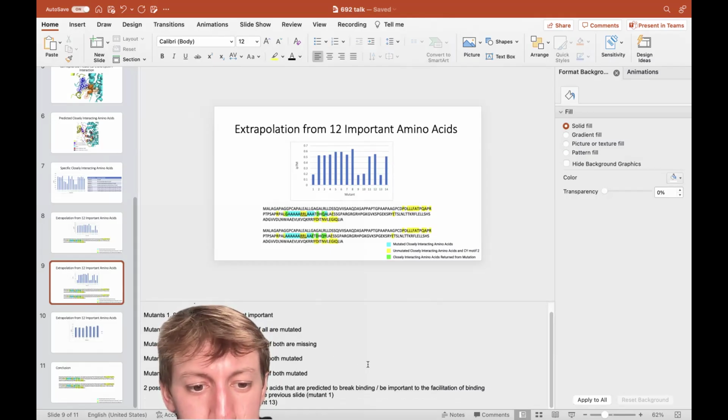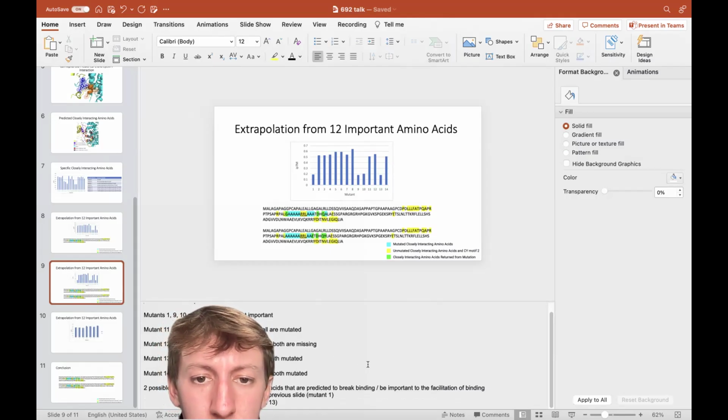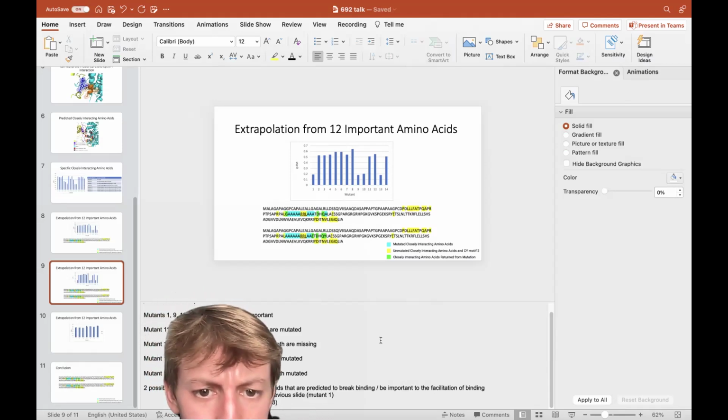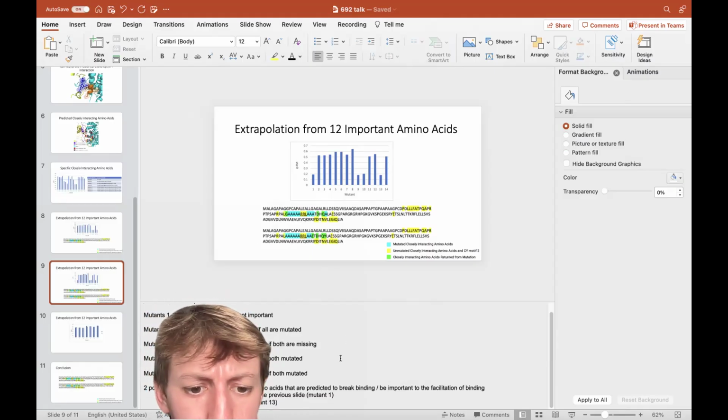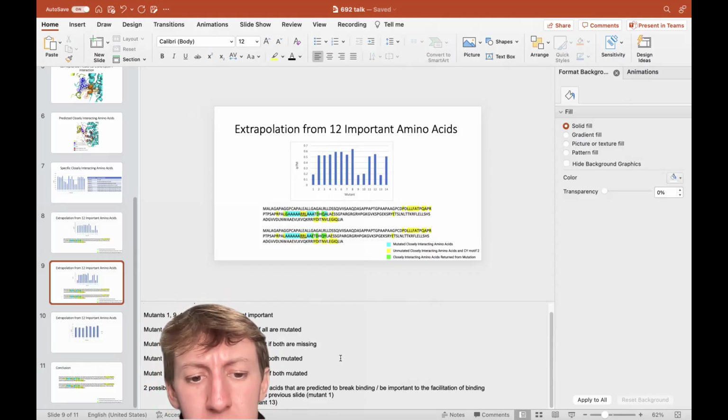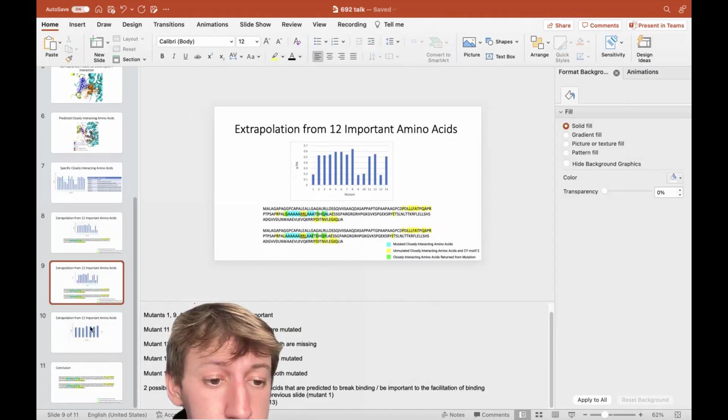And so this leaves us with two possible constructs when trying to figure out the least amount of amino acids that breaks binding. And so these constructs are shown as their primary sequences below the graph. One mutates only the glycine from the previous mutant 13 of the previous slide, and this is mutant 1, and the other mutates both the glutamic acid and the tyrosine, and this is mutant 13.